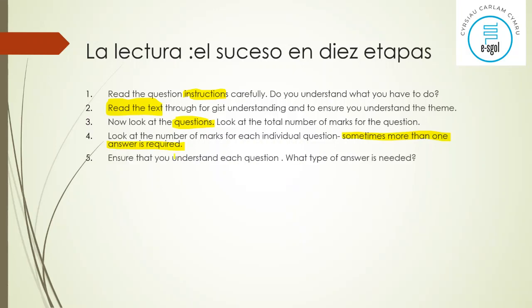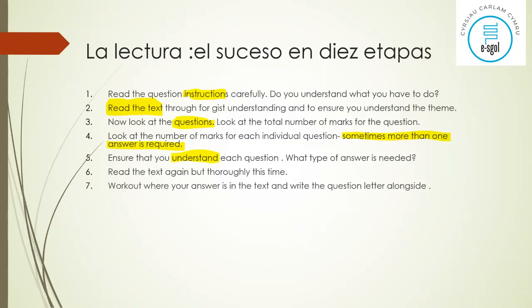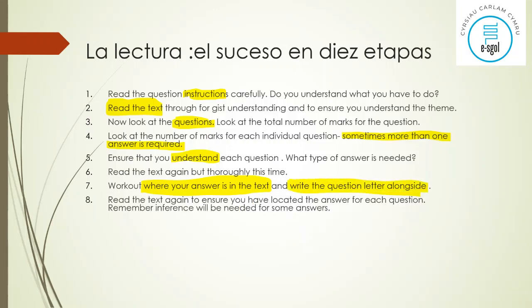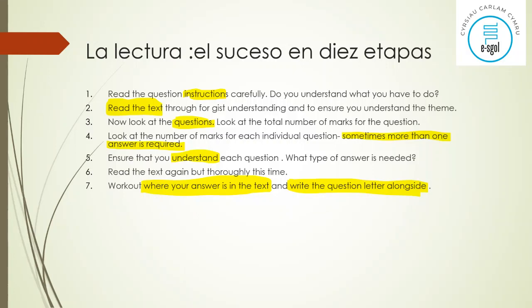Ensure that you understand each question. What type of answer is needed? Now, read through the text again, but this time you look at it thoroughly and work out where your answer is in the text. So that's what we're going to do today, for starters. And write the question letter next to it. So it also makes it like a little matching up exercise.